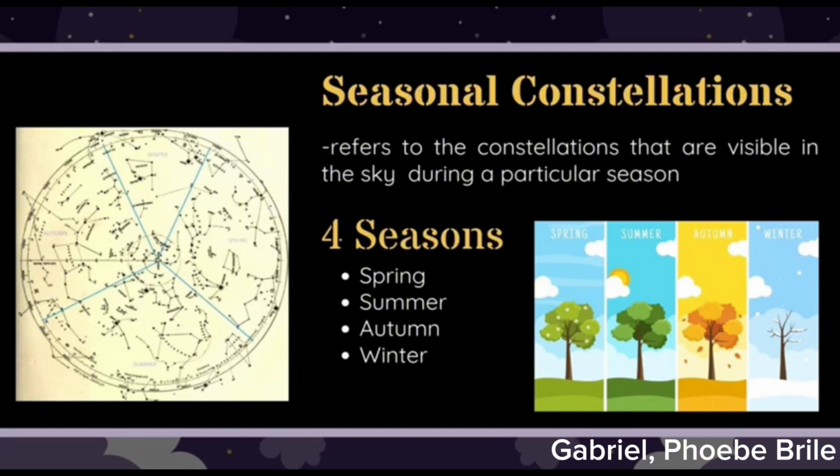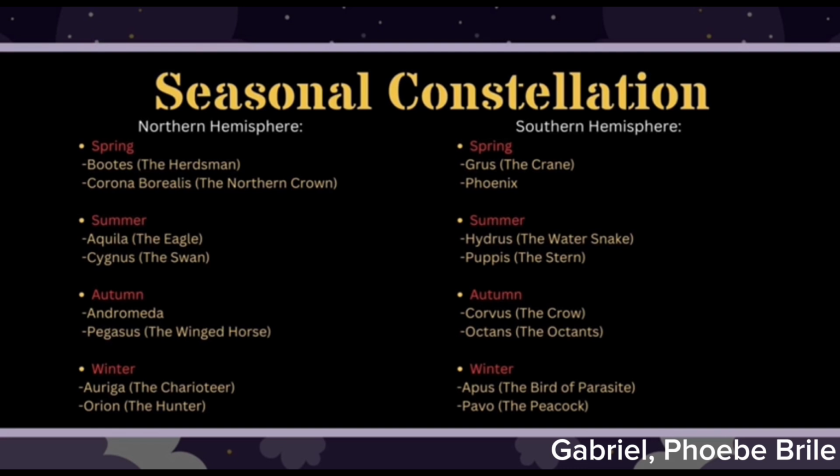Seasonal constellation refers to the constellations that are visible in the sky during a particular season. So we have 4 seasons: spring, summer, autumn, and winter. But here in the Philippines, we have only 2 seasons: the spring, summer, and summer. For the seasonal constellations, we have the northern and southern hemisphere.